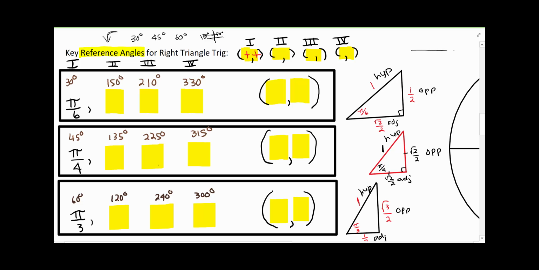Remember, a reference angle, so here would be a 30 degree, here would be a 30 degree, here would be a 30 degree, there would be a 30 degree reference angle. In each quadrant, there's a reference angle. So in quadrant 1, right here, I've highlighted the quadrants. Quadrant 1, quadrant 2, quadrant 3, quadrant 4. 30 degrees. Well, when you convert degrees to radians, we've got pi 6.